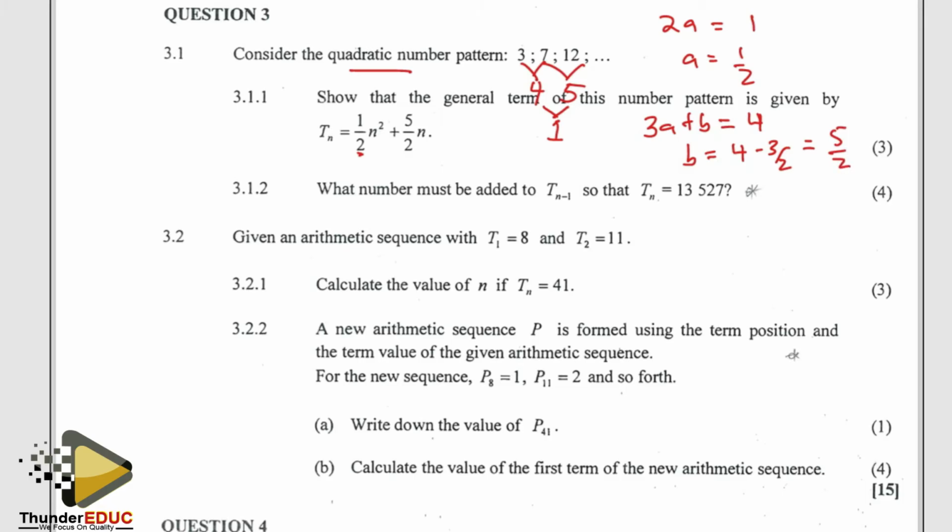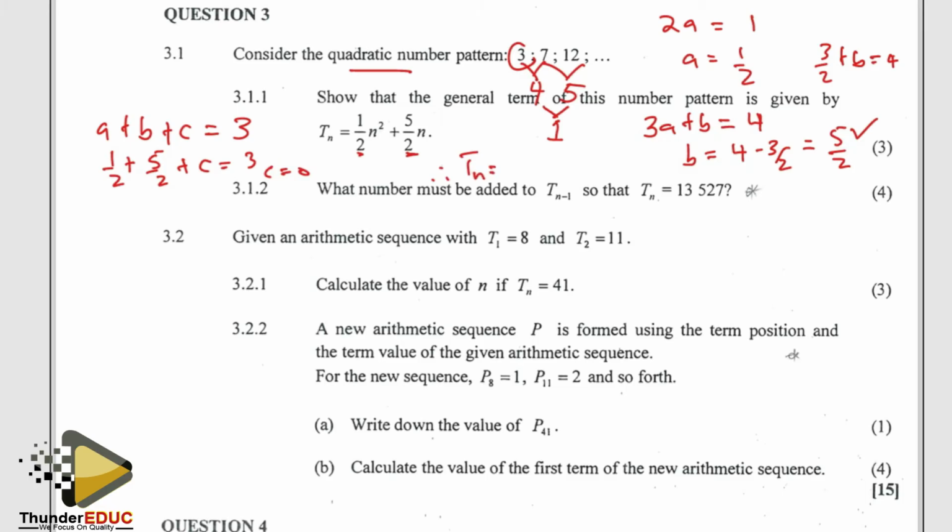Okay, I'm replacing a with a half, which will be 3 over 2, plus b must give us a 4, and then I transpose. Okay, so that's our b, which is here. Now let's confirm if there is really no c. If I get a plus b plus c, I should be able to get this first term, which is a 3. So a is a half, b is 5 over 2 plus c is equal to 3. So this can be simplified to a 3 and the 3 cancels, c is a 0. So therefore, Tn becomes a half n squared plus 5 over 2n.